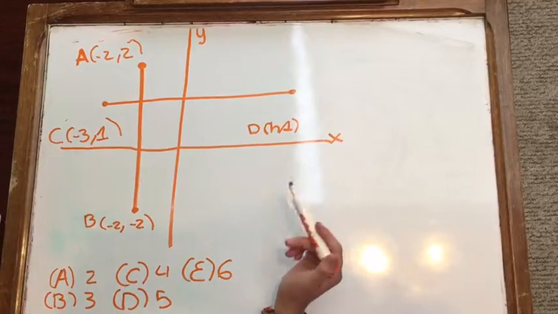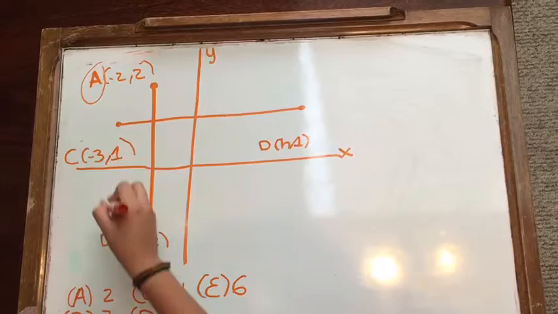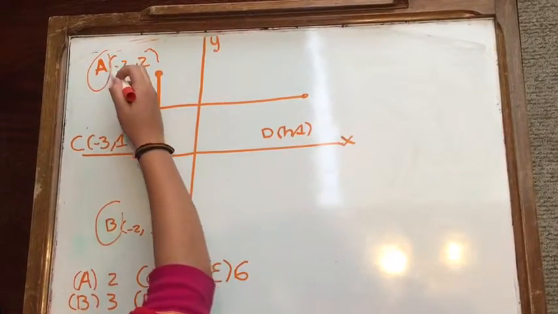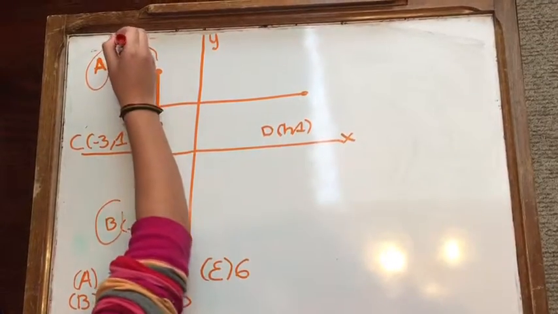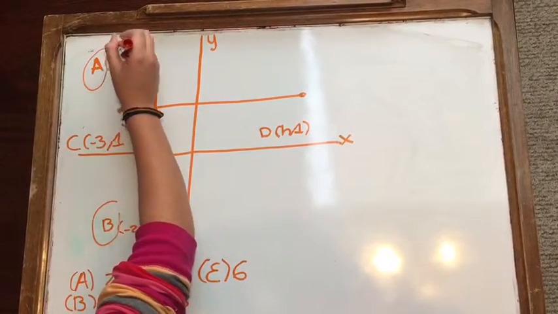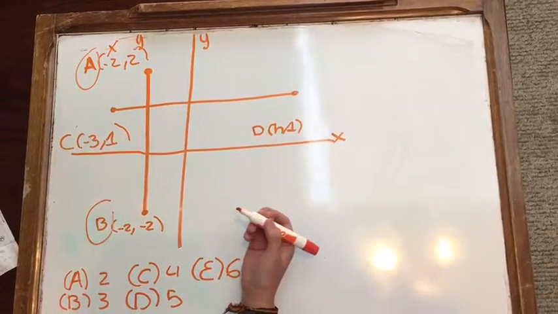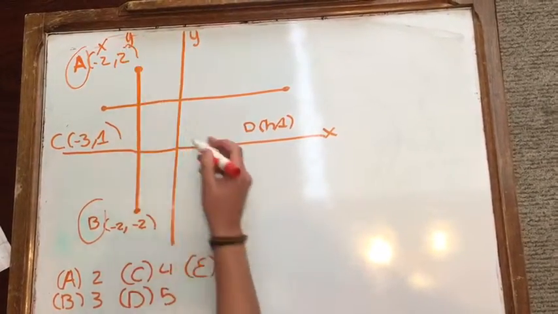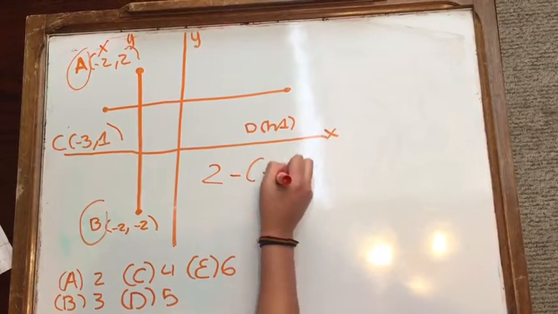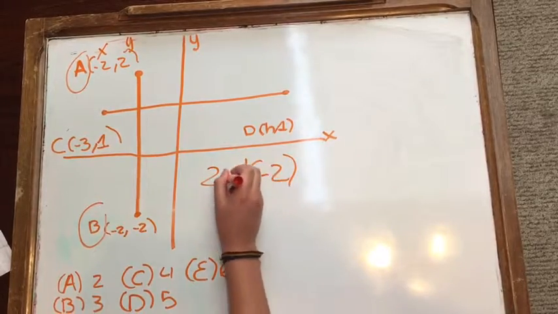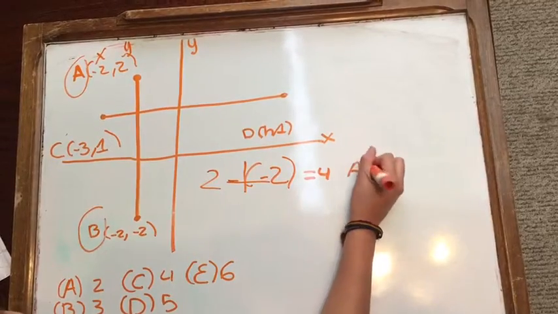So the first thing we should do is find the values of A and B. We know that the length of AB is in the y direction. So here we have x and y. To find the values of A and B, we have to subtract. So from y, we have 2 minus -2. Here we add, and we have 4. So we know that AB equals 4.